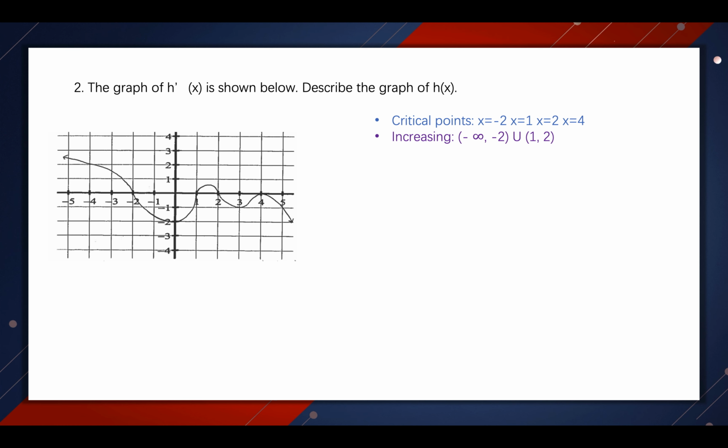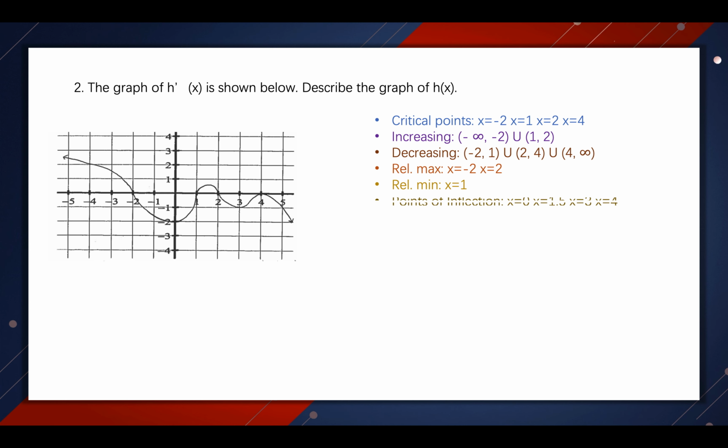The curve is increasing when x equals negative infinity to x equals negative 2 and x equals 1 to x equals 2. The curve is decreasing when x equals negative 2 to x equals 1, and x equals 2 to x equals 4, and x equals 4 to x equals positive infinity. The curve has a relative maximum at x equals negative 2 and x equals 2, and the curve has a relative minimum when x equals 1.